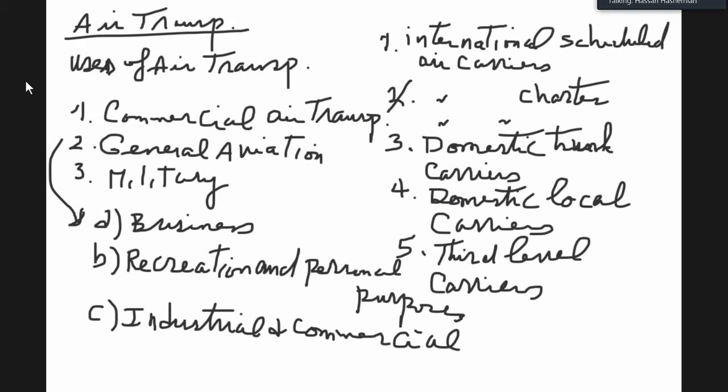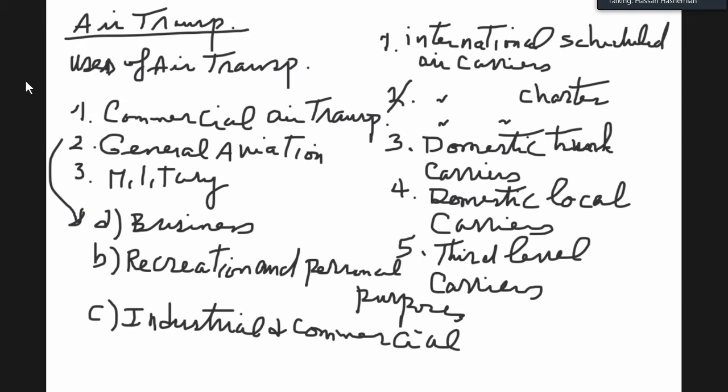And then military, it's pretty obvious what we do with that. Pretty much for military use, we have these small airplanes owned by the Defense Department going from place to place to fight and so on. So those are the uses of air transportation: commercial, general aviation, military.